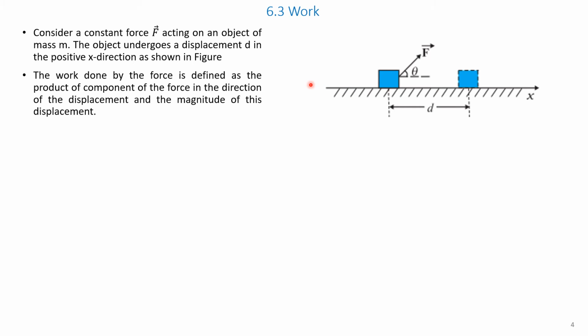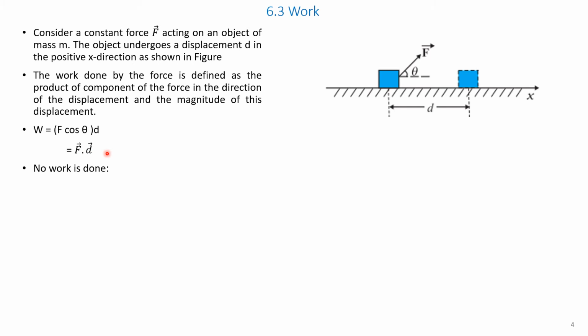The work done by this force is defined as the product of the component of force in the direction of displacement and the magnitude of this displacement. So the force here is F and its component in the direction of displacement is F cos theta, and the magnitude of displacement is d. Therefore, work done is equal to F cos theta times d. That is given by the vector dot product, vector F dot vector d.